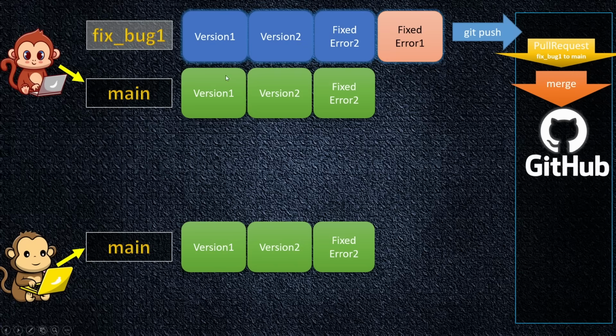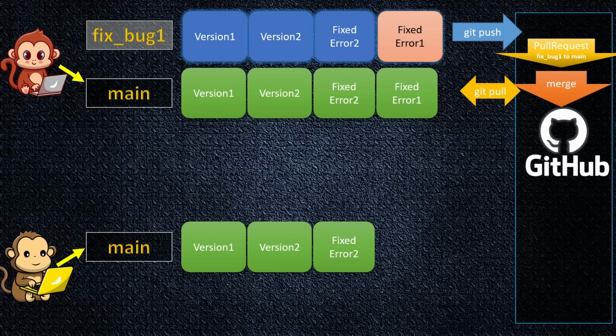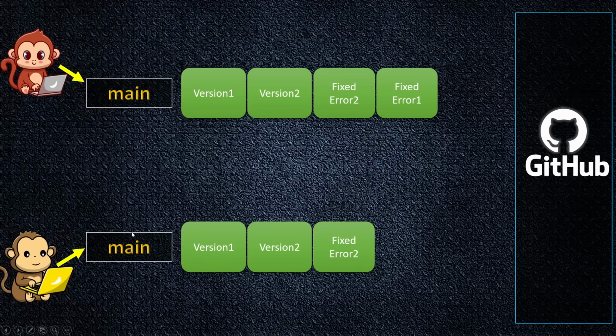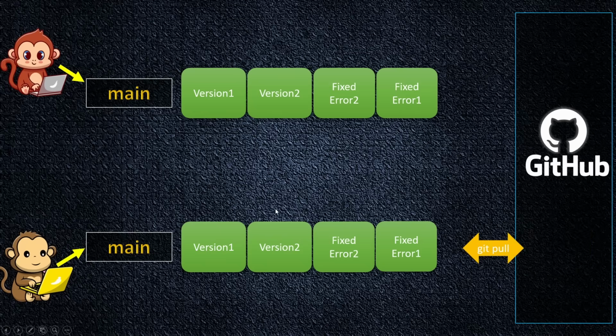The developer switches back to the main branch and executes the command git pull to get all the updates. After this, he can delete his local branch. And this guy, if he needs to continue to work, just needs to execute the command git pull again and get all the commits.